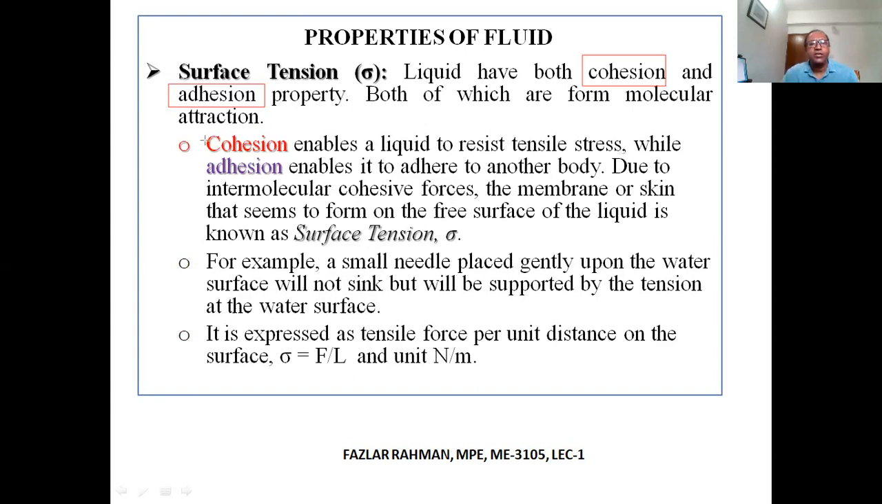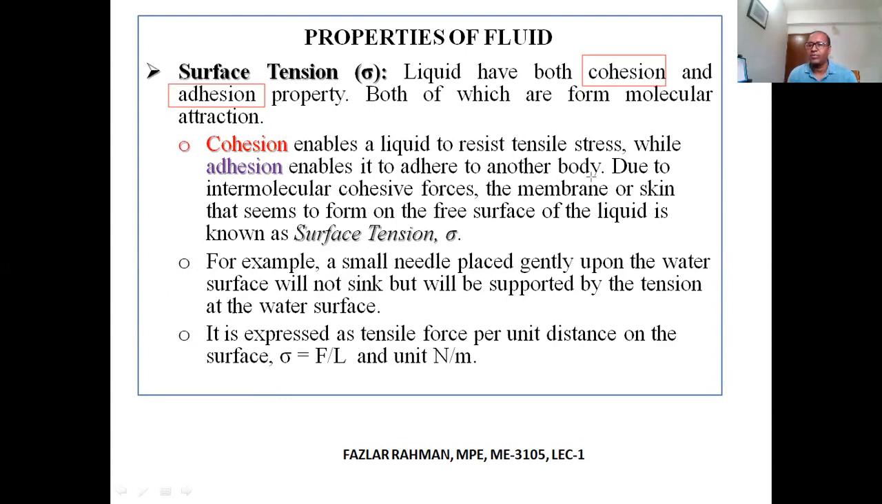So it's saying cohesion enables a liquid to resist tensile strength. Why tensile strength? Because with a paper, you put some load, then it will bend. But this surface will feel a tension. So cohesion enables a liquid to resist tensile stress, while adhesion enables it to adhere to another body.